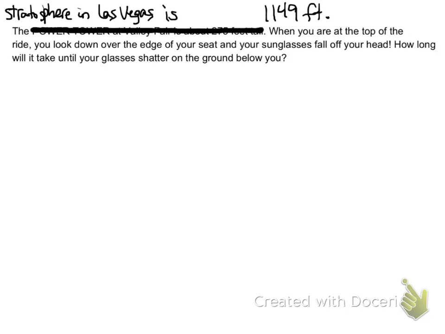So, let's change this problem a little bit. The Stratosphere in Las Vegas is 1,149 feet tall. When you're at the top of the ride, you look down over the edge of the seat and your sunglasses fall off your head. How long will it take until your sunglasses shatter on the ground below you?